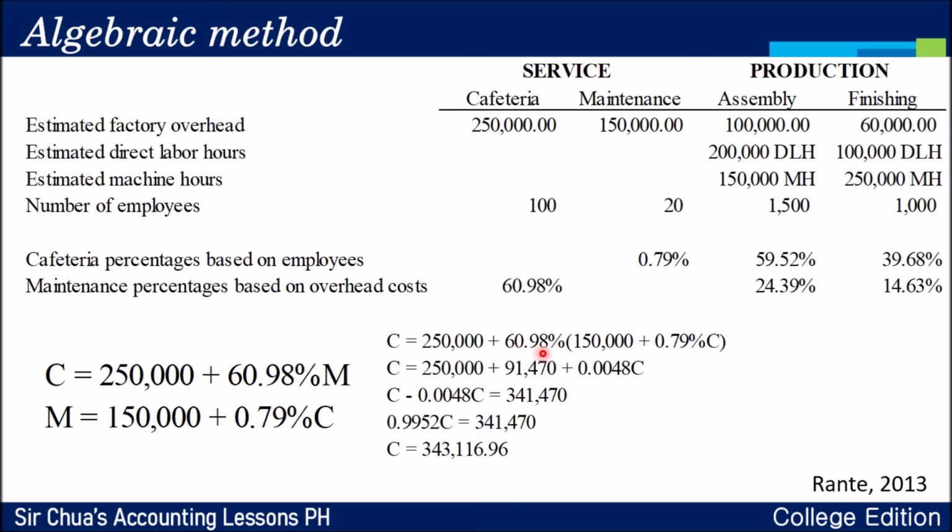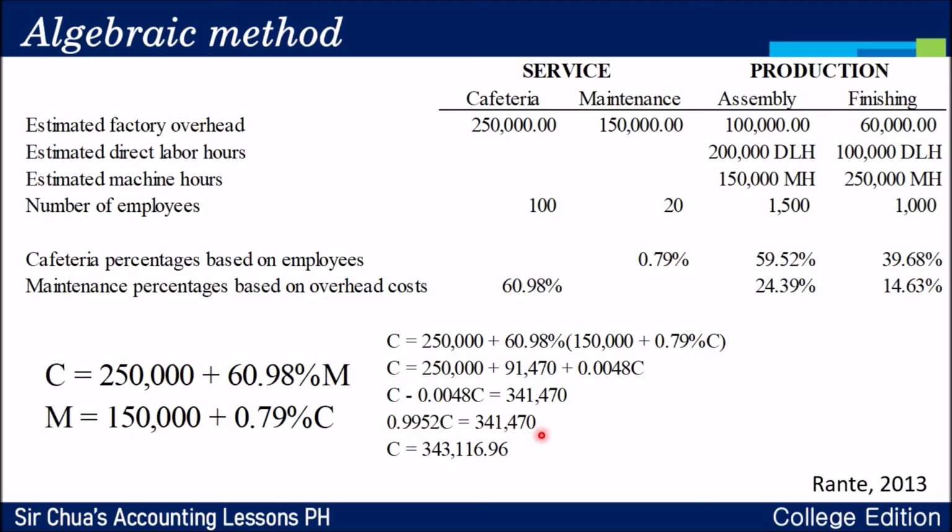250,000 plus 60.98% M. But M is represented by 150,000 plus 0.79% C. So, isa-substitute po natin si M based sa kung ano si M na equation, which is 150,000 plus 0.79 C. Okay? So, that will be 250,000 plus 60.98% multiplied by 150,000 is 91,470 plus 60.98% multiplied by 0.79% C is 0.0048 C. Okay? Tinanggal ko na po yung percentage sign. Ginawa ko na po siyang decimal format. Okay? Then, transpose C to the other side para magsama yung dalawang C. C minus 0.0048C is 341,470. Perform the equation. 0.9952C is 341,470.